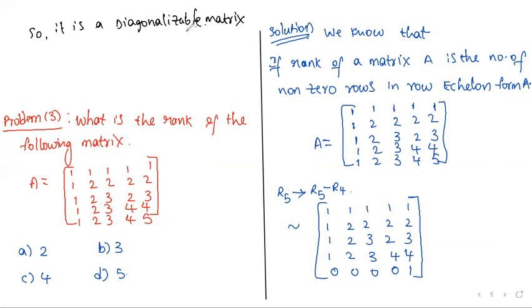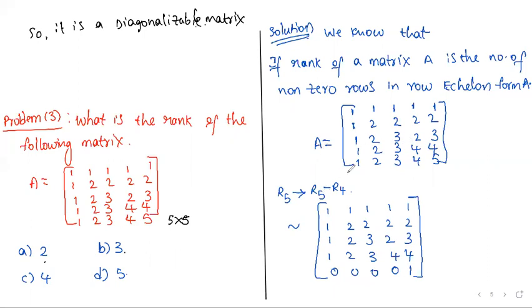Right. And the next problem: what is the rank of the following matrix? This is a 5 by 5 matrix. The rank of a matrix is the number of non-zero rows in row echelon form. Option A 2, option B 3, option C 4, option D 5. So this is the given matrix.